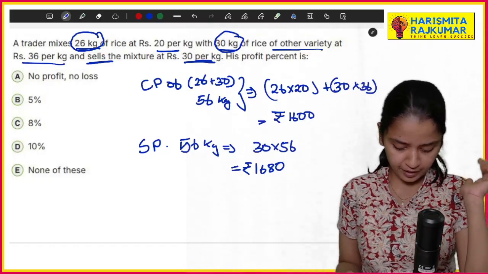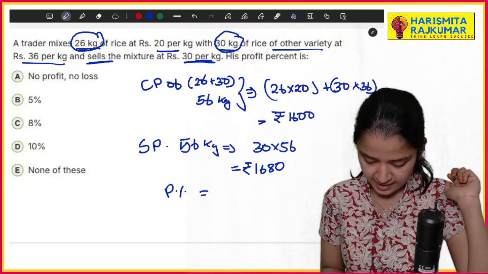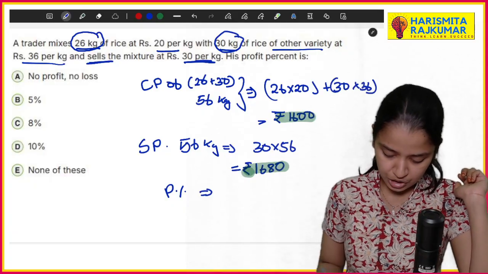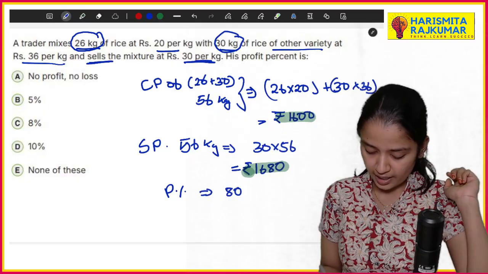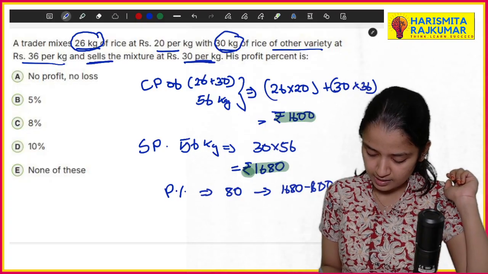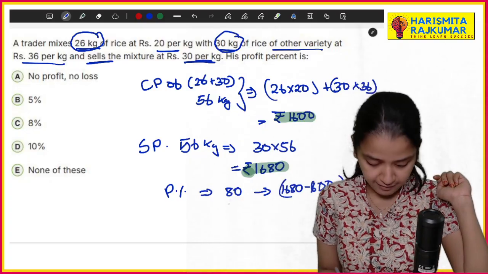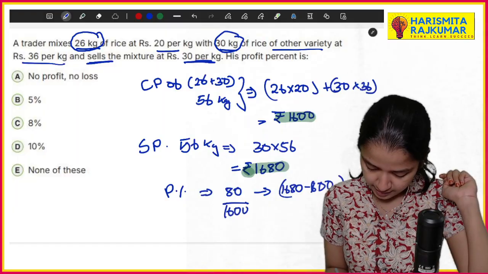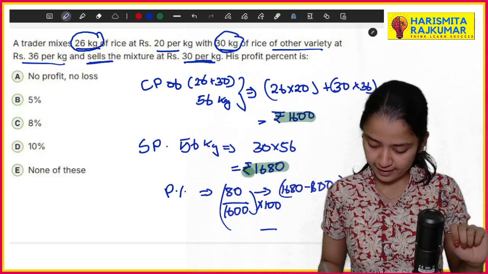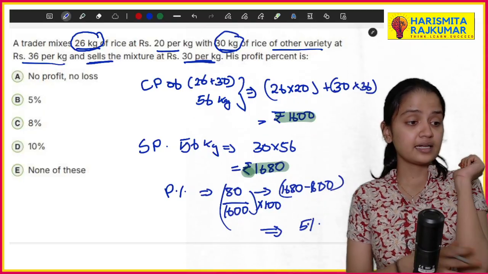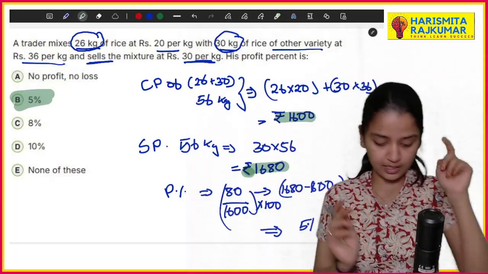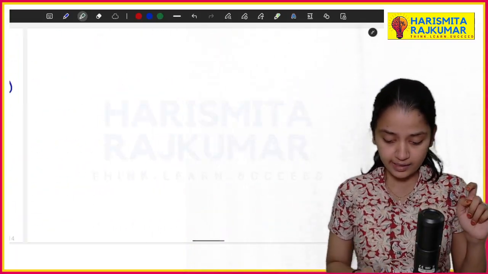Now what is the profit? Profit percentage is basically SP minus CP, which is nothing but 80. How did I get 80? Because 1,680 minus 1,600. That's how I got 80, divided by 1,600 into 100 percentage, which I finally get as 5 percentage. So what is my answer? My answer is 5 percentage. I hope you understood it.